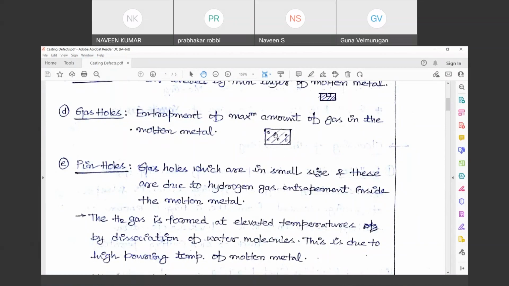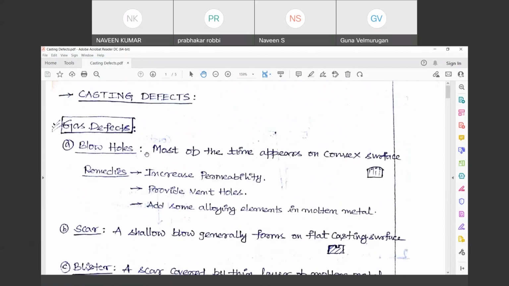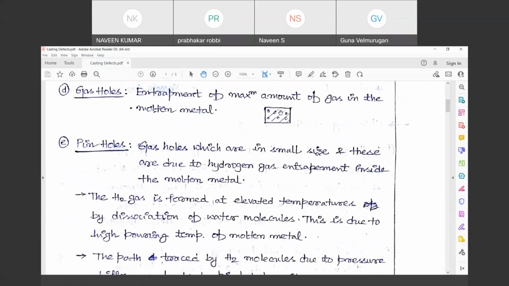And how are these holes formed? Already you told gas blows. No, these are the holes that are formed because of the gas entrapment. This gas is because of hydrogen. Why? In molding sand we have water, am I right? In molding sand we are adding silica, water, clay, binders, and additives. We have water in that. Once we have water, what happens? You are pouring liquid metal. If you are pouring liquid metal, what will happen to the water? It will convert into vapor, right?